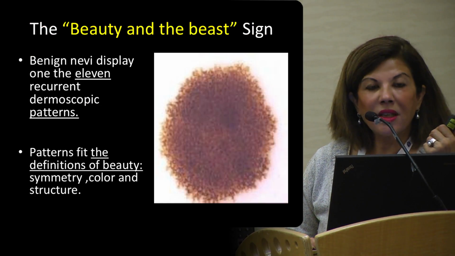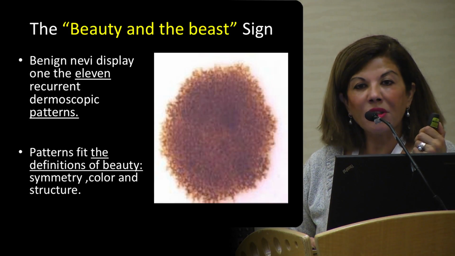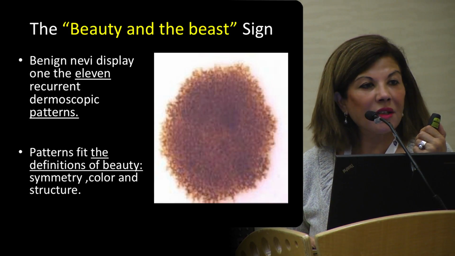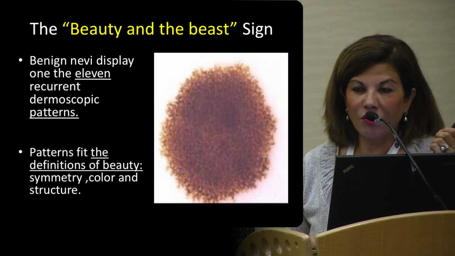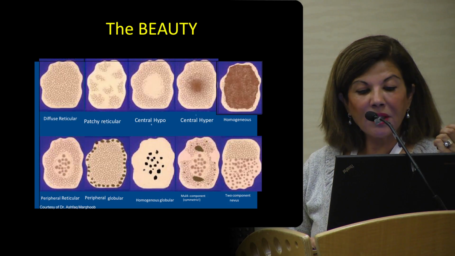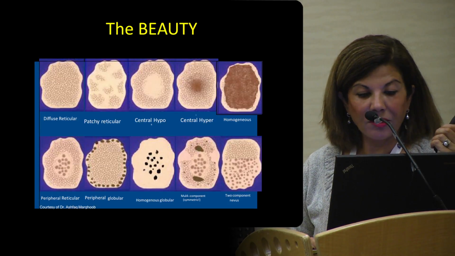The beauty and the beast sign implies that benign nevi display one of the 11 recurrent dermoscopic patterns that fit our definitions of beauty in terms of their color, their structure, and their symmetry. And these are the different benign patterns seen in benign lesions.